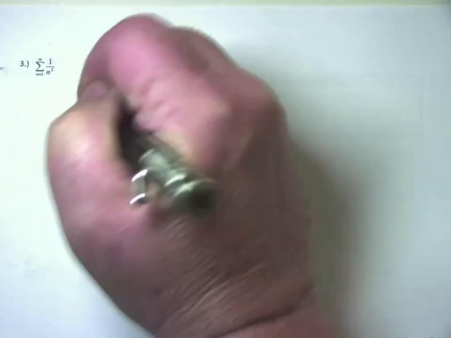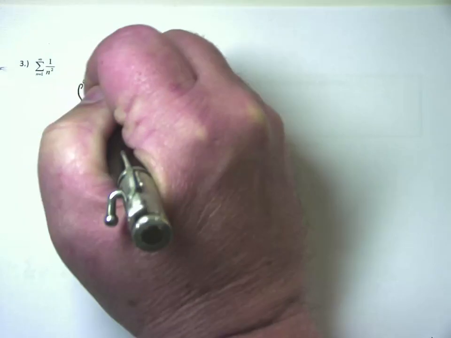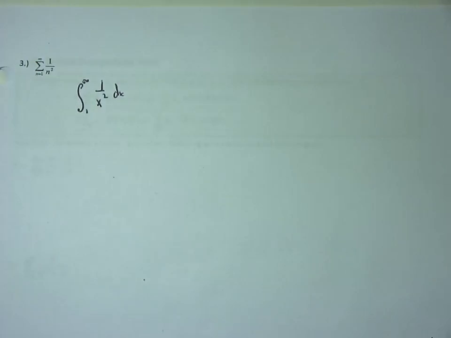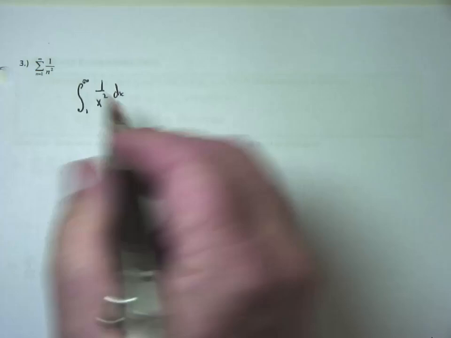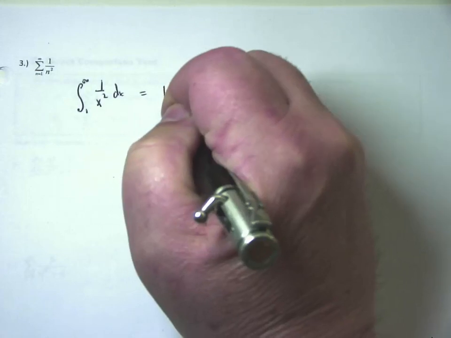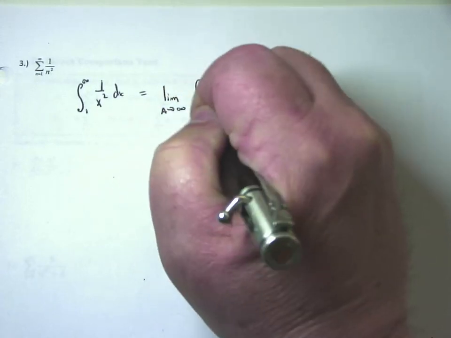Well, I'm going to convert this over to an integral and apply an integral test. So this becomes the integral from 1 to infinity of 1 over x squared dx. I'm going to convert this improper integral, because of that infinity, to a proper integral by making a limit. Take your limit, my favorite letter, a approaches infinity, of the integral from 1 to a.